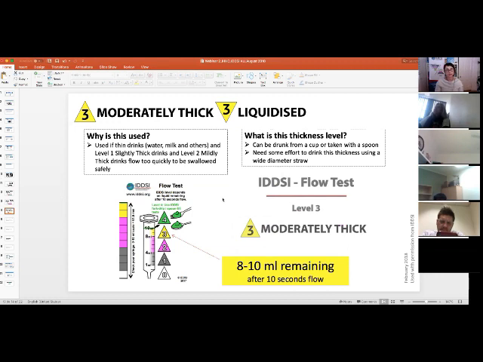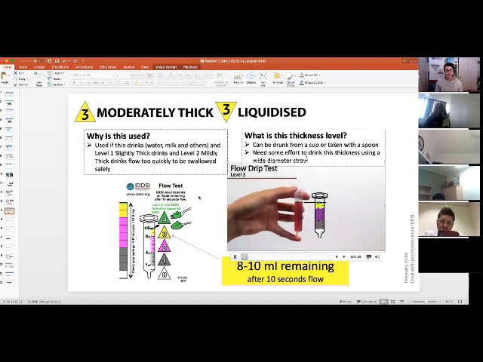And again, we'll use this type of liquid if thin drinks like water and milk or level 1 slightly thick or level 2 mildly thick are flowing too quickly to be swallowed safely. Again, each of these little videos are available on the IDDSI website, and they're also available through the app as well.